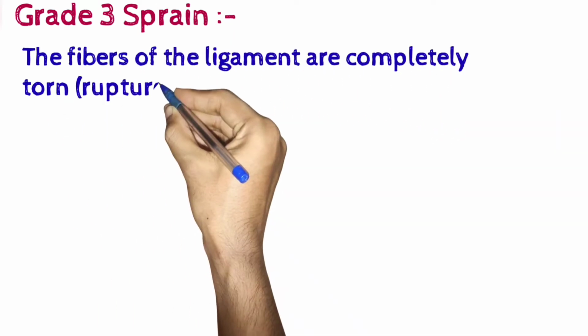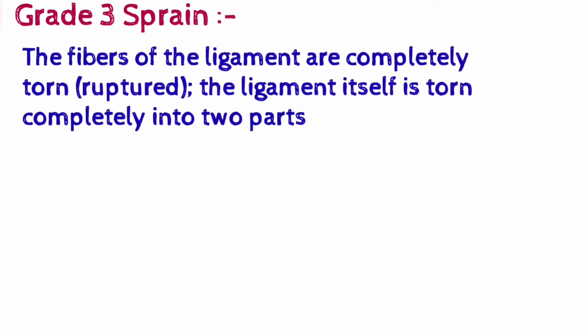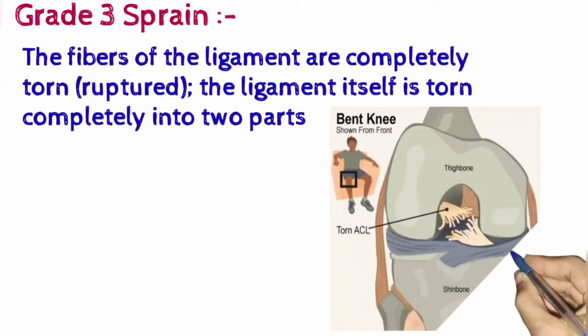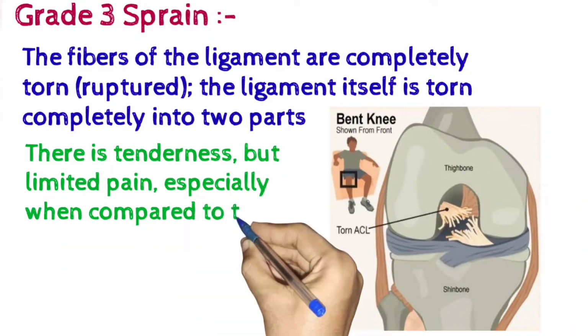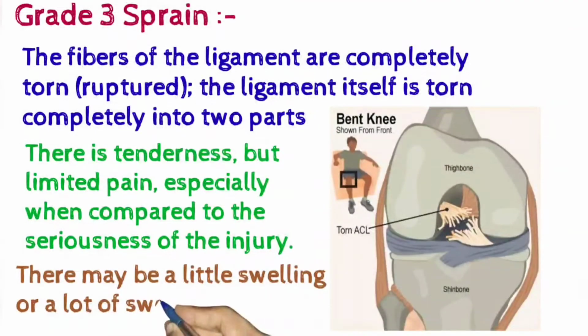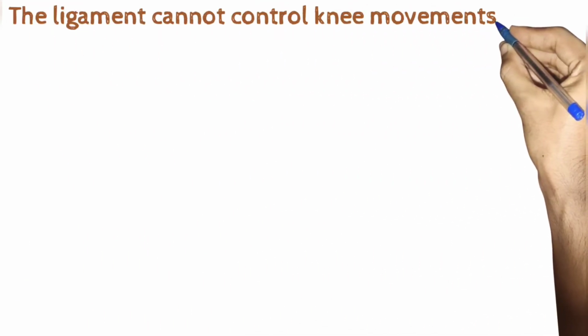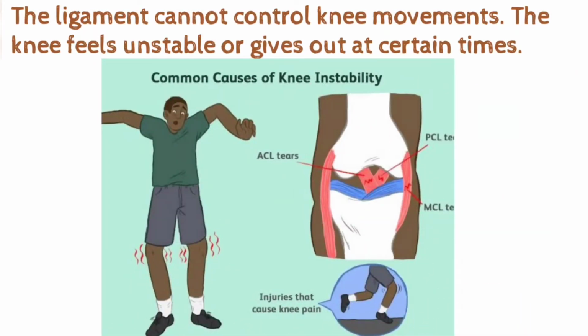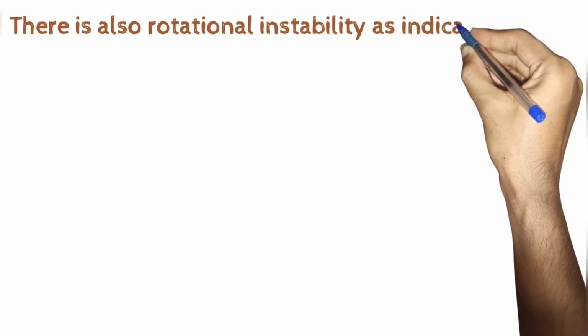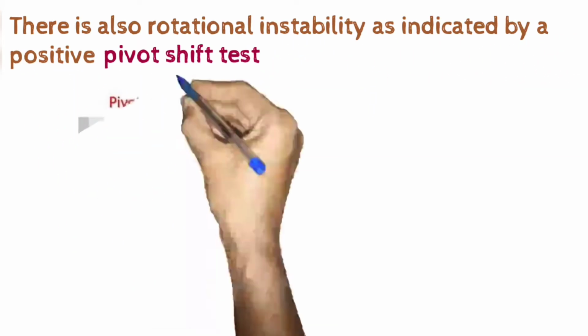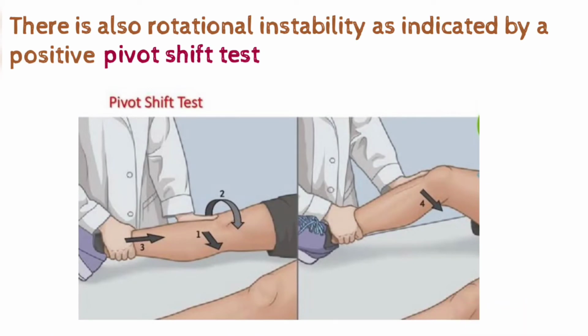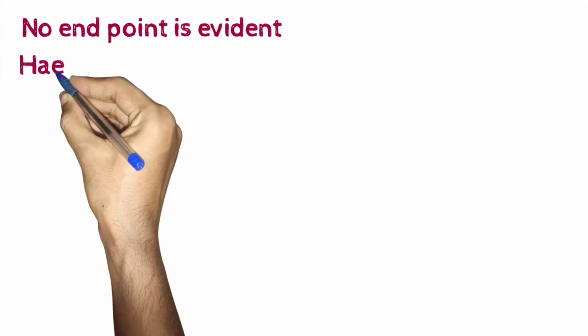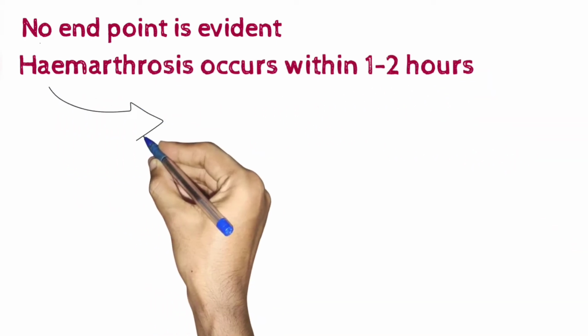Grade 3 sprain. The fibers of the ligament are completely torn, ruptured. The ligament itself is torn completely into 2 parts. There is tenderness, but limited pain, especially when compared to the seriousness of the injury. There may be a little swelling, or a lot of swelling. The ligament cannot control knee movements. The knee feels unstable or gives out at certain times. There is also rotational instability, as indicated by a positive pivot shift test. No endpoint is evident. Hemarthrosis occurs within 1 to 2 hours.